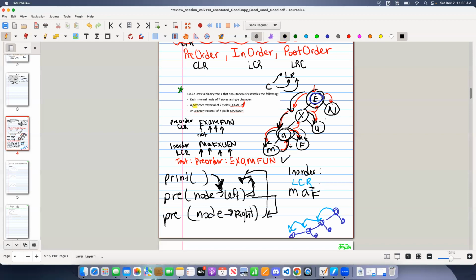Then we go back up to X. We see if X has a right node, then you go to U. Okay, now you go back up to E. You see if E has a right node, and it does, it's N. So in this case, if you check it, it does provide the right answer.